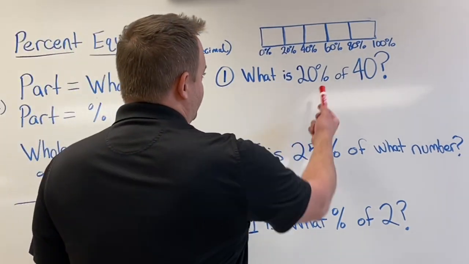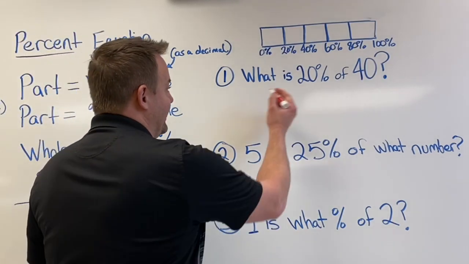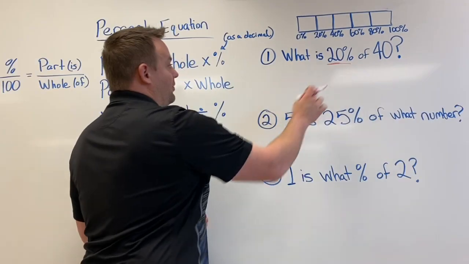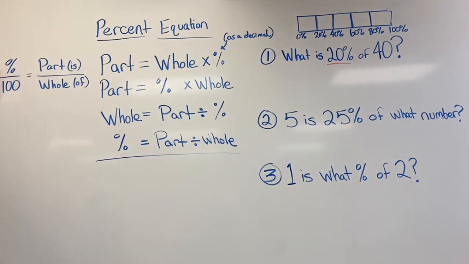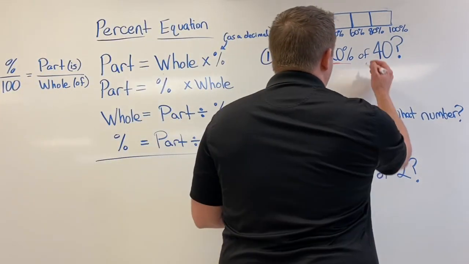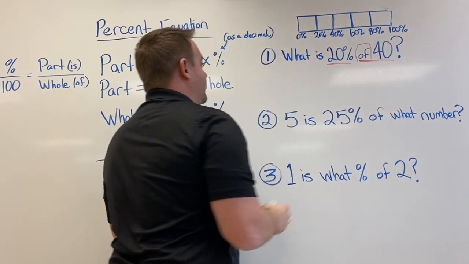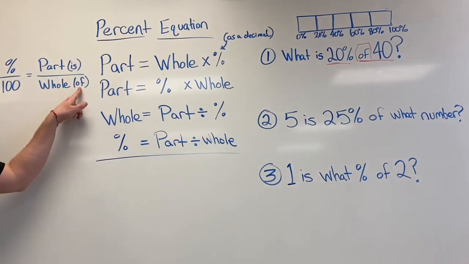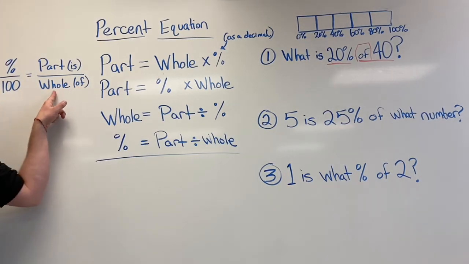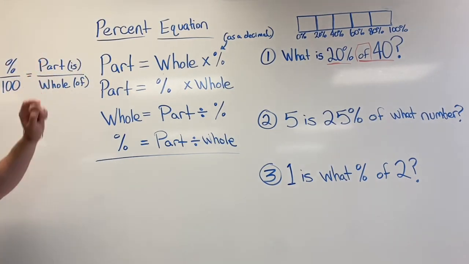What is 20% of 40? Okay, let's break this down. What is 20%? So we have the percent, so it's not going to be this one we use. Of 40. Now this was a key word, right? Of indicates that that 40 is the whole. So 40 is the whole, which therefore means we are missing the part.